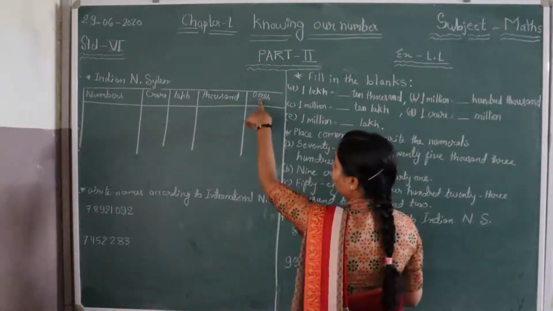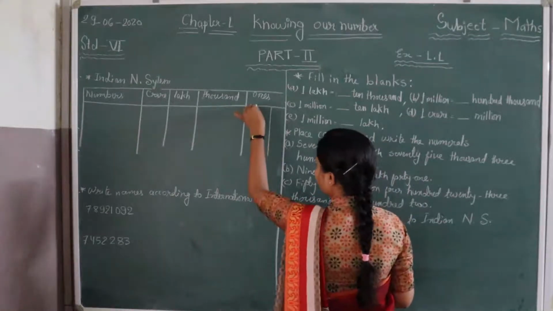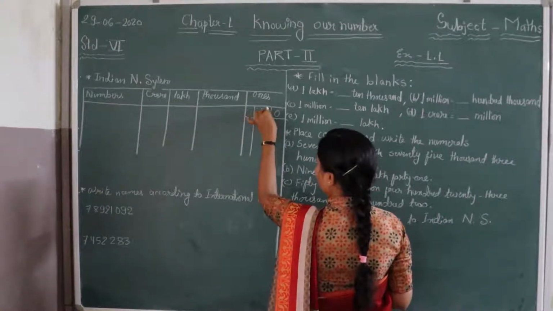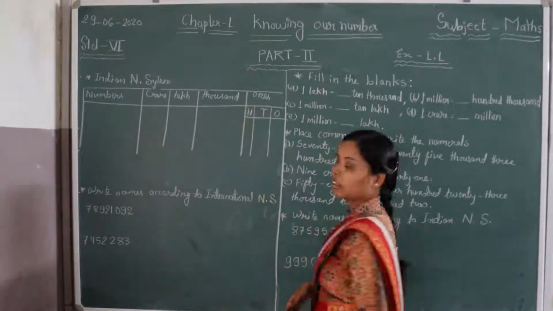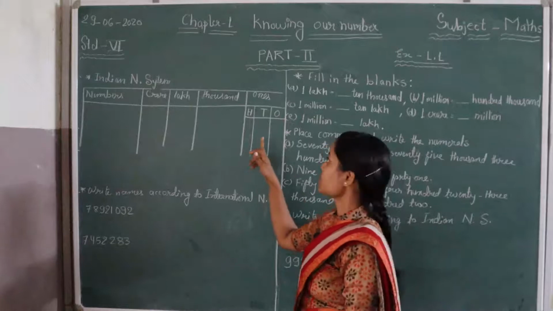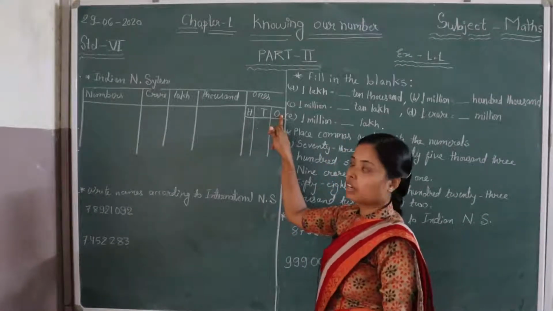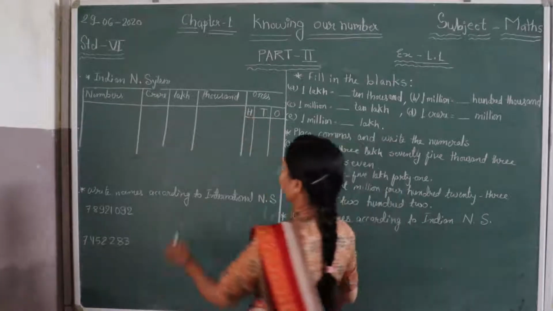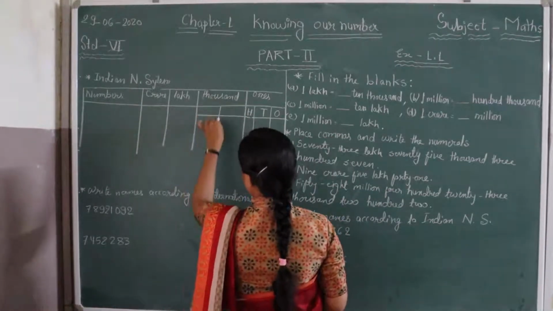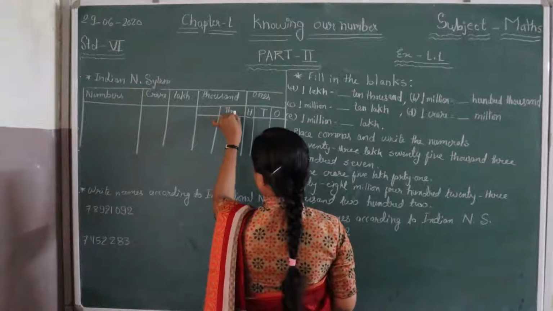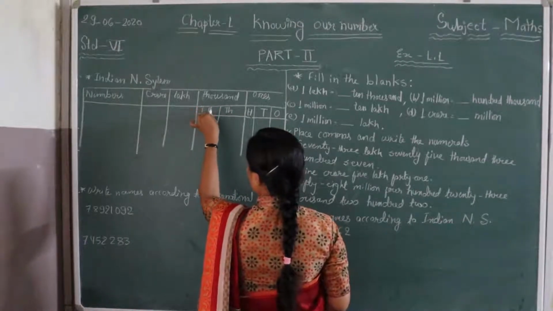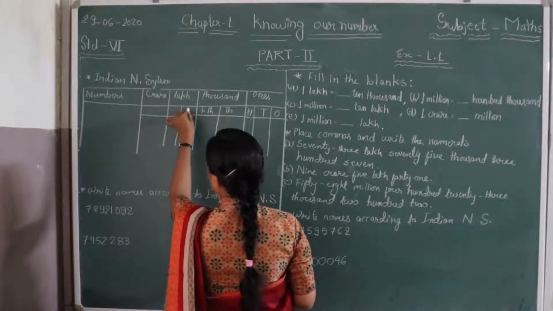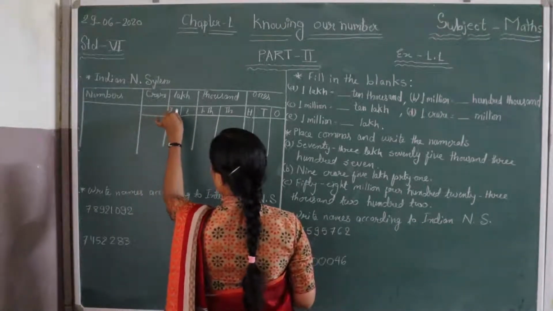And look at here, in the ones place there are three divisions: ones, tens and hundred. As you learned in your previous classes, O stands for ones, T for tens and H for hundred. Similarly, thousand and 10,000. Similarly, in lakh and crore.